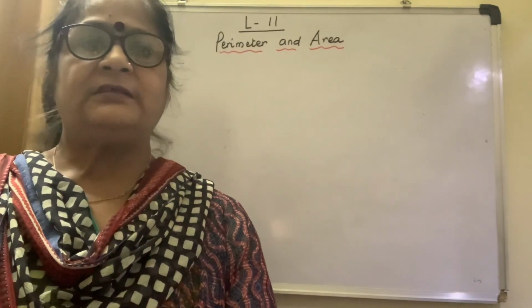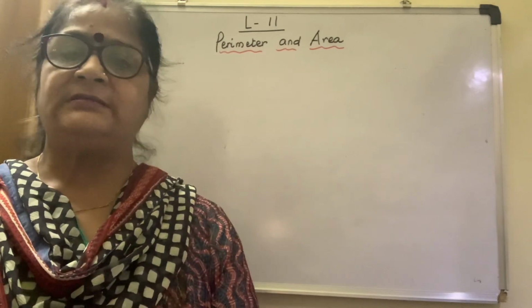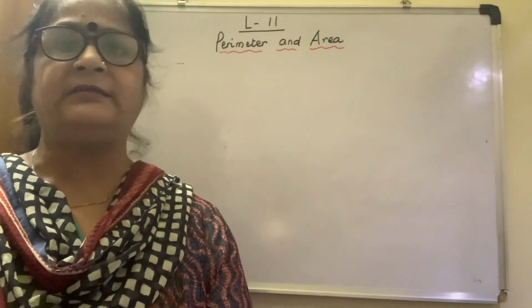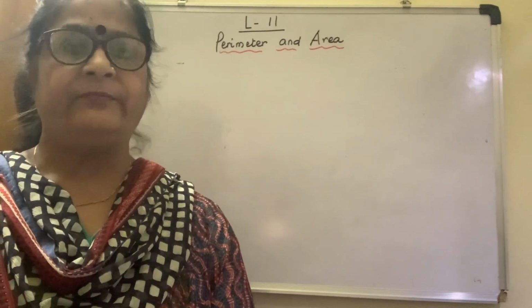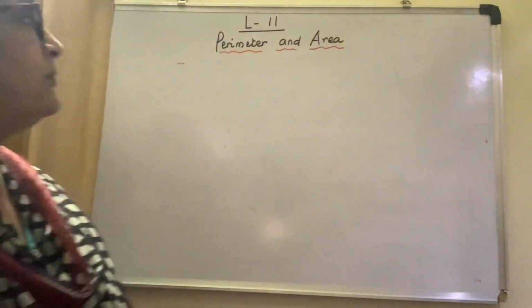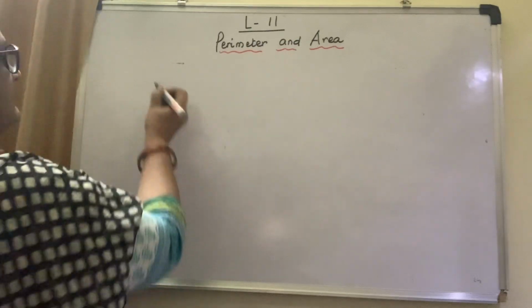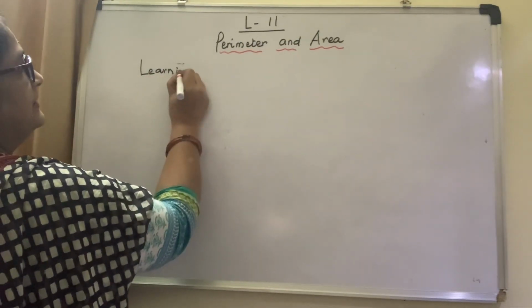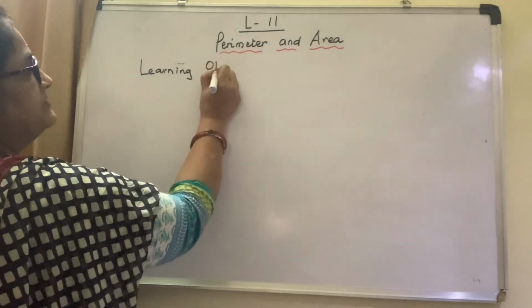Our first lesson that we are going to do this term, for your unit test that is going to come, is perimeter and area, that is lesson number 11. Right. In this, what will be our learning objectives? What are we going to learn in this chapter? That is our learning objectives.